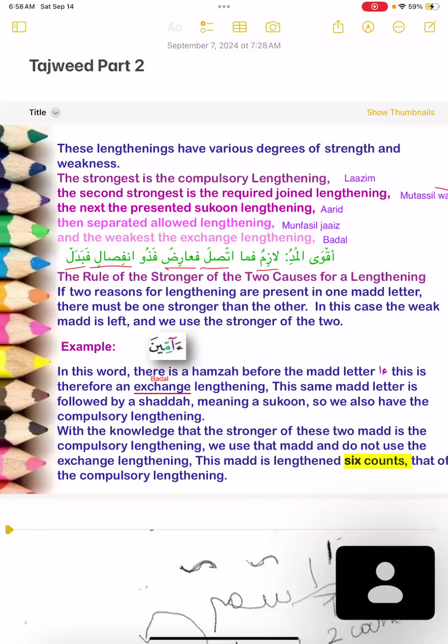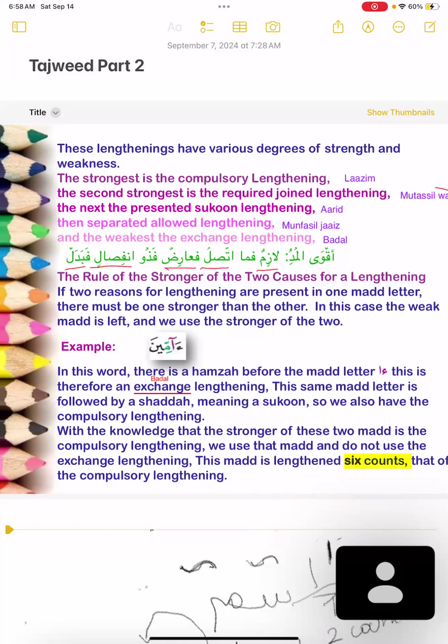Just like how I said on the list we followed, right? We're going to see which is stronger. Now you know which is stronger. You know mad lazim is strongest. You know next after mad lazim comes mad wajib muttasil. Okay, you know then comes mad arid sukun. Then comes mad munfasil. Then comes the rest, mad badal and whatever comes after that. So now you know that if there is one common mad letter shared between both these mads, then you should adopt the one that is stronger. Okay, the strongest one should be adopted. In this case, the weak mad is left and we use the stronger of the 2 mads.